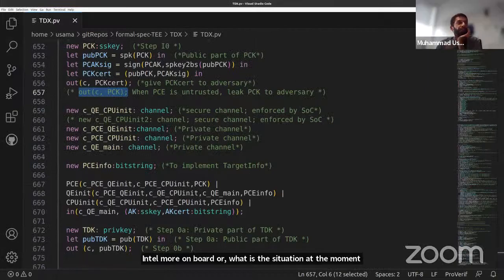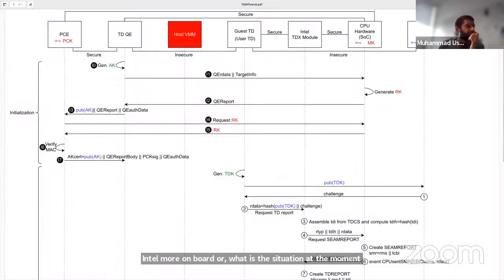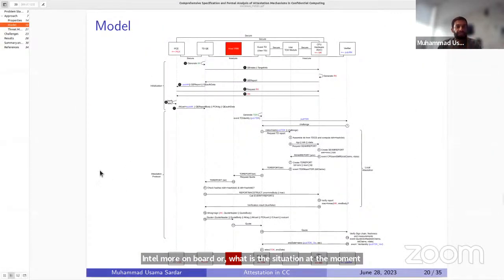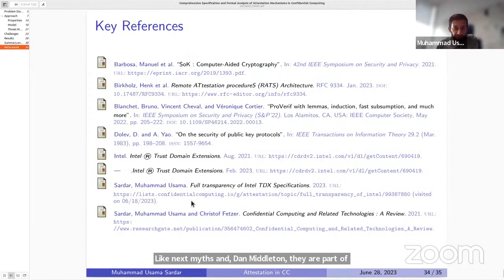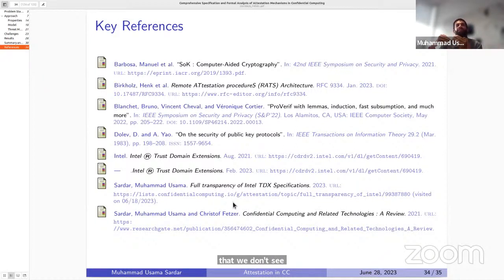So Intel is also involved. Sorry, let me go to the slide. So this consortium where the project is being taken up, CCC Attestation, there are people from Intel itself, like Ned Smith and Dan Middleton. They are part of this whole effort. And in fact, when I mentioned this, we have also done some of this publicly. So this link is basically a part of the Confidential Computing Consortium. This was addressed to Dan Middleton himself, that we want to see full transparency of the specs, not that they are updated on the same links.